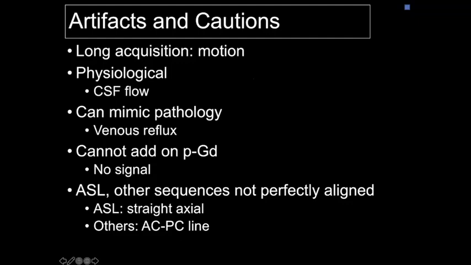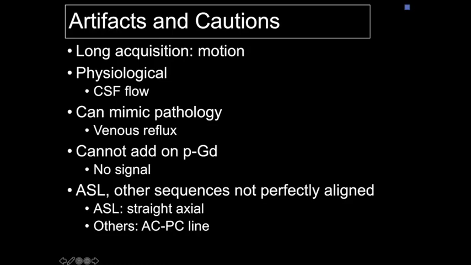With regard to some of the artifacts and cautions, we've already mentioned that the long acquisition is a setup for motion. We also have physiological motion, such as CSF flow, that can be troublesome. Motion can mimic pathology, for example, venous reflux in our venous system. We can't add ASL on once gadolinium has been given because we don't get any signal from those images, and I'll show you an example.